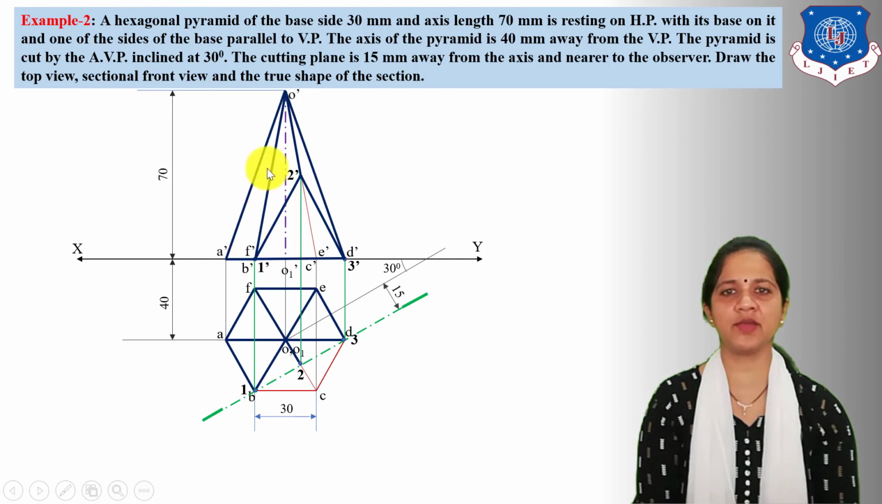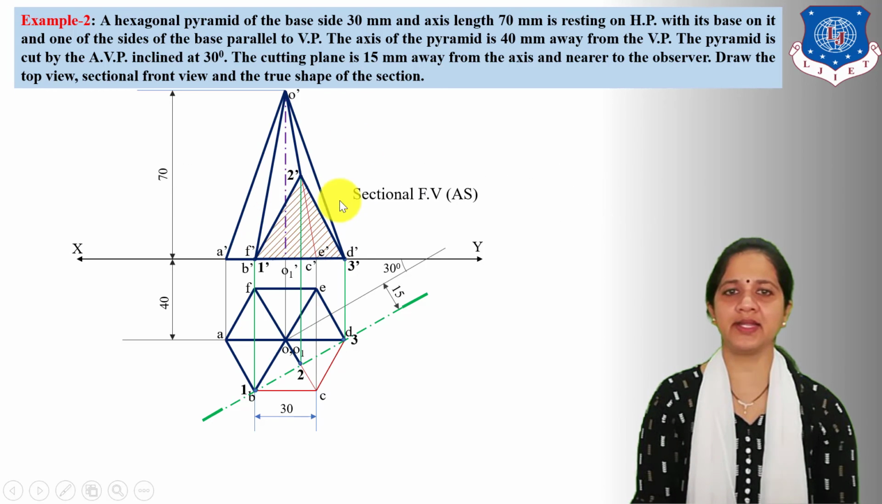Next, draw remaining portion of the front view after taking section as a dark line. Next, draw section or hatching line inside the cut surface area. This is indicate sectional front view. Now, in sectional front view, the shape of section is apparent shape because the cutting line is inclined. Next, draw true shape of section separately.